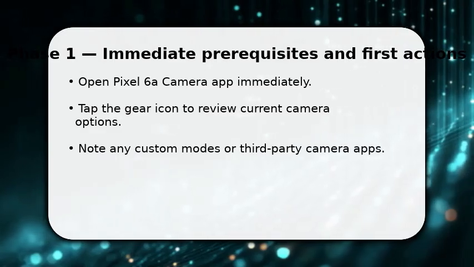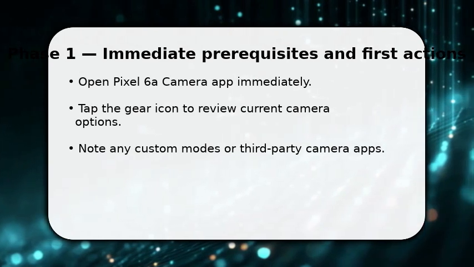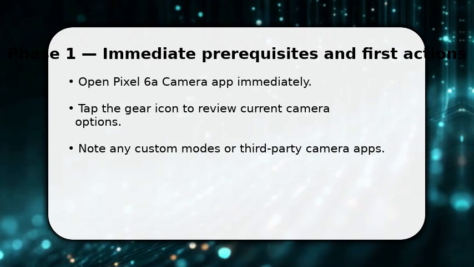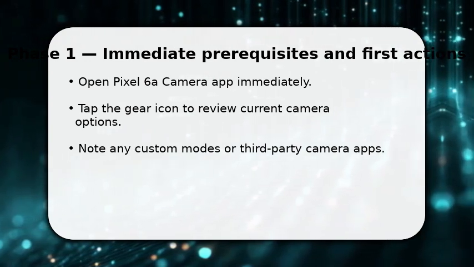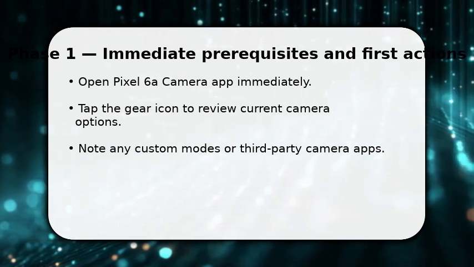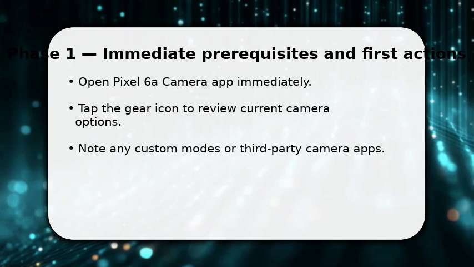You start by opening the Pixel 6a camera app and tapping the gear icon. This is where most options live. Once done, scan exposure, HDR, and video resolution so you know what to restore later. Make a quick note. If the in-app controls look stuck, move straight to System Settings.